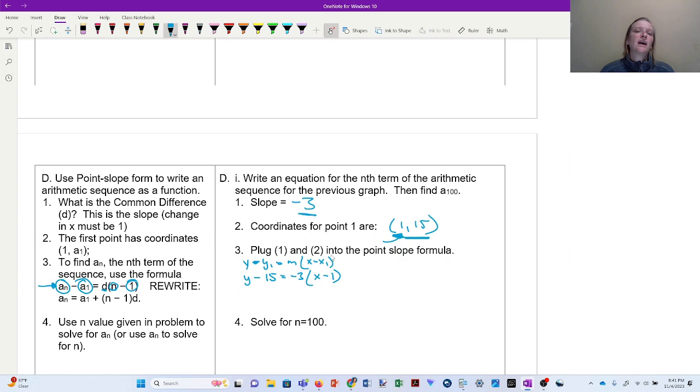This is not in a form that we can plug into a graphing calculator. We want to get y all by itself. So let's go ahead and simplify what we can here.